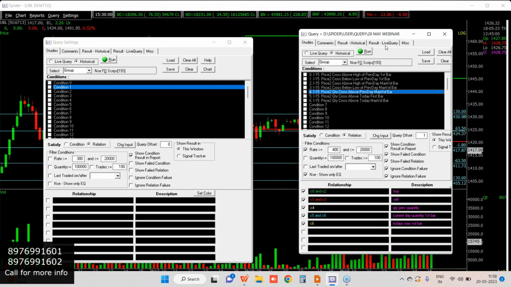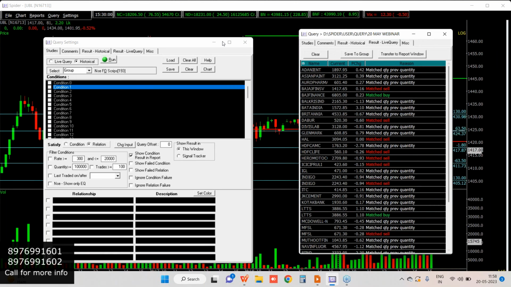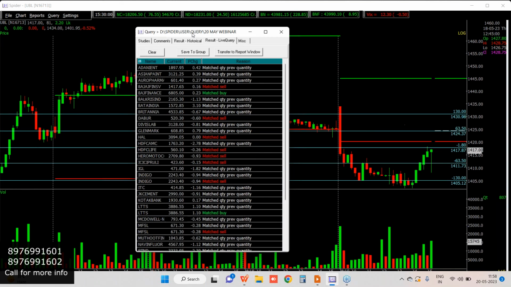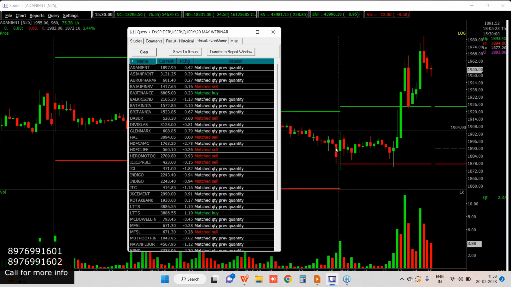So if I go to live query now, again, the results are for the first 15-minute candle. You can check it throughout the day. Okay, we'll check the results one by one again. In this, you'll get multiple stocks, but you can choose any 3 to 4 stocks as per your convenience. First we had Adani Enterprise here, the first candle you can see.